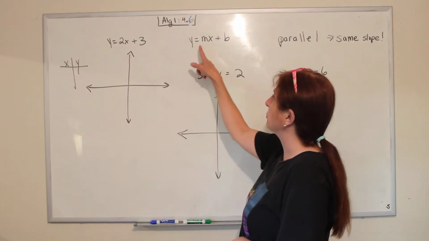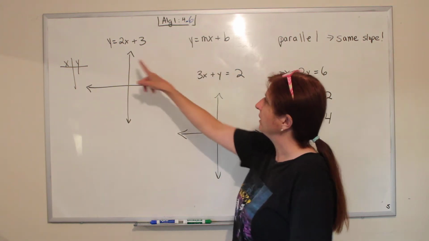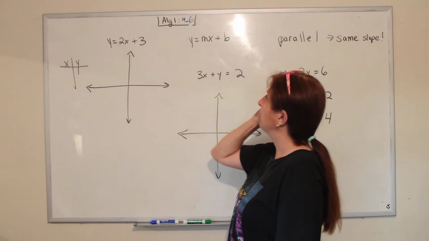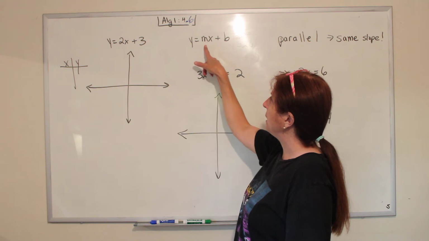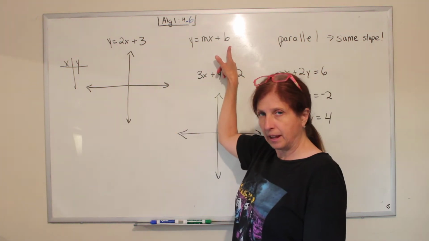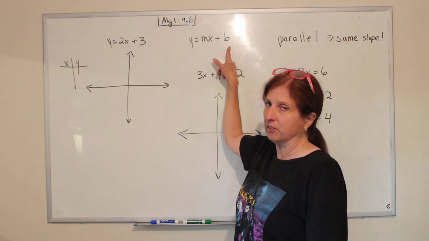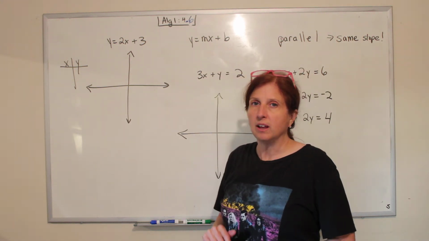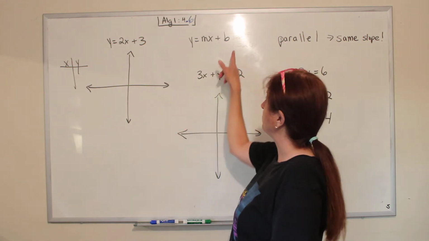Slope-intercept form is where you get y by itself. It's like that form right there. And we've talked about how the number next to x is the slope. Guess what the last number is? It's called the y-intercept. And the symbol for it, for no reason that I know, is B.